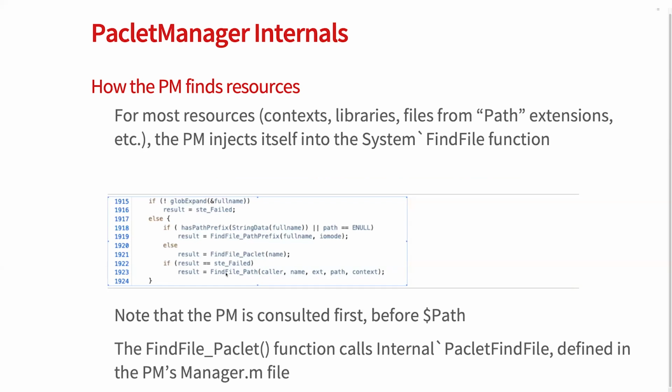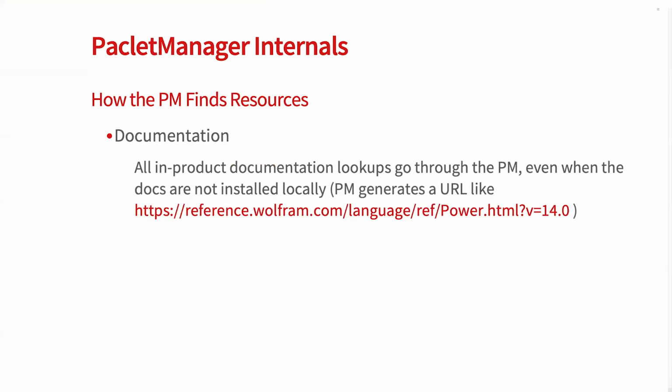And this is the one place, there's only one place in the kernel C code where there's a sort of call out to the Paclet manager. We just hook this one spot. And so this find file Paclet calls this function internal Paclet find file, which is defined in the manager.m file in the Paclet manager. So if you're curious how that works, you can go look at the Paclet find file function in manager.m. That is really the one sort of central place where most resources in Paclets are found. There are some other things that can't work this way, because they don't involve a call to the kernel's find file function.